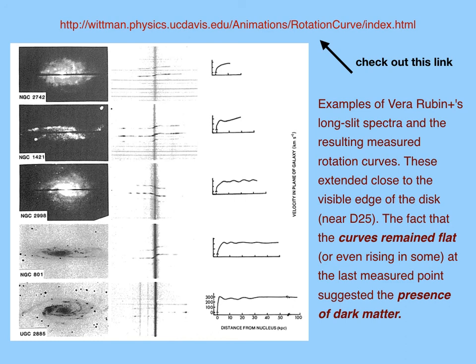And because this curve is flattening, it is telling you that there is much more matter at large radii from the galactic center than the luminous matter. As a result, this flattening of the rotation curve is an observational indication of the presence of dark matter.